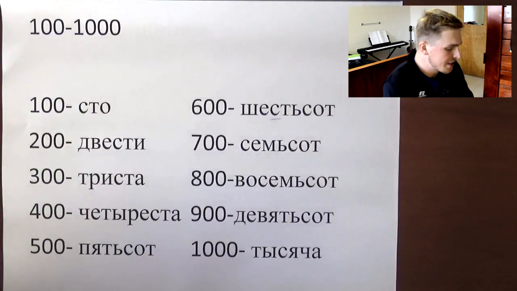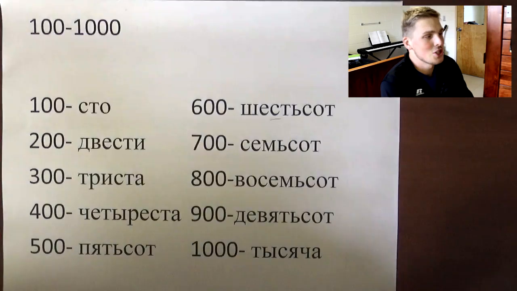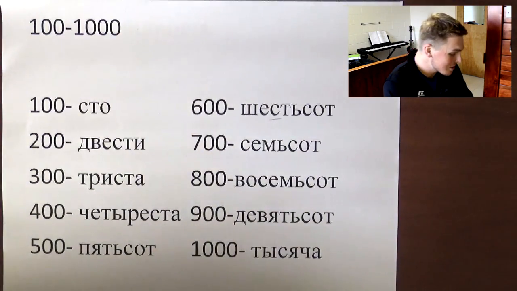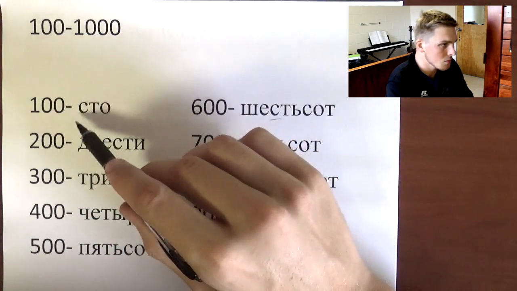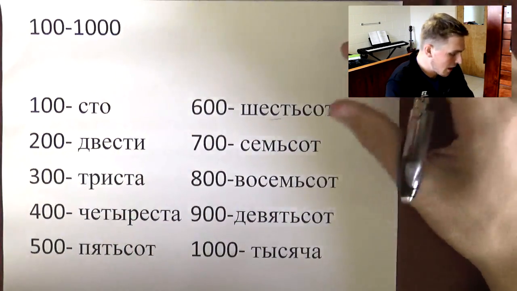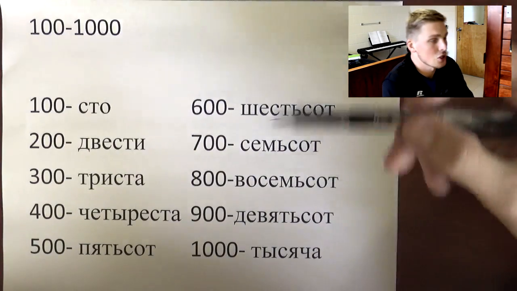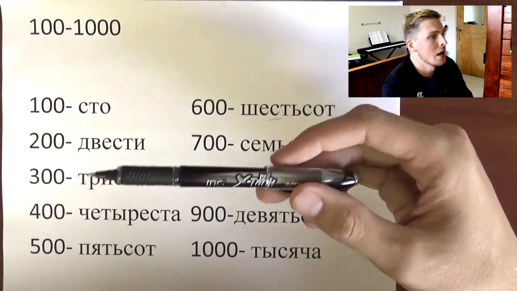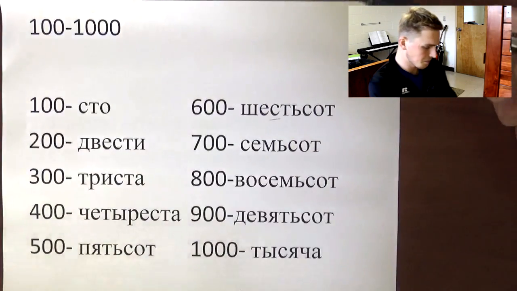In the last video we learned numbers from 1 to 100, but just to remind you how 100 sounds. We conjugate it based on the number that it's next to it. So if it's 200, it's going to sound different than if it's 300. You know what I mean? So it's going to be changing every time.